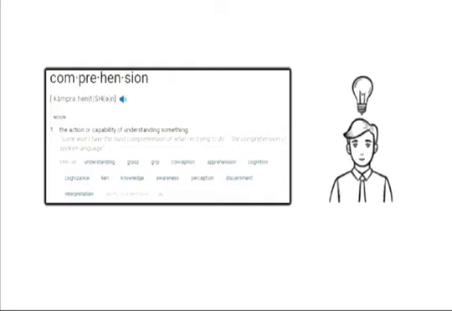Some of the synonyms of comprehension are understanding, grasp, grip, conception, cognition. We're going to talk about that word in a few minutes. Knowledge, awareness, perception, interpretation. Now, let's talk about interpretation for a minute.